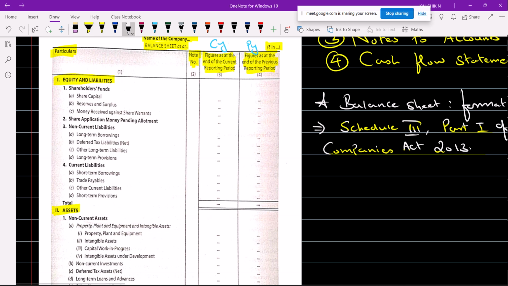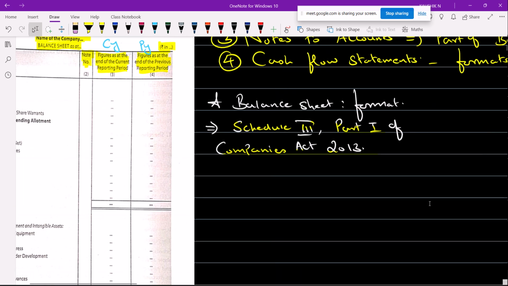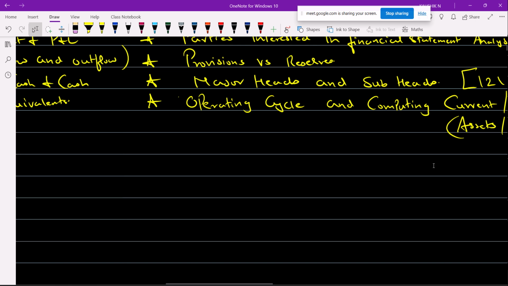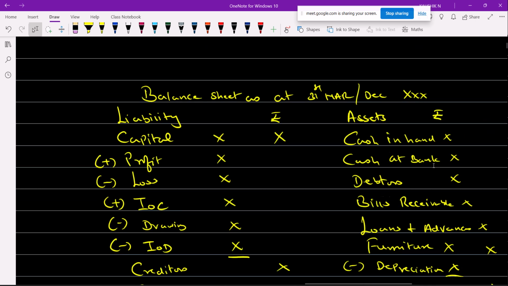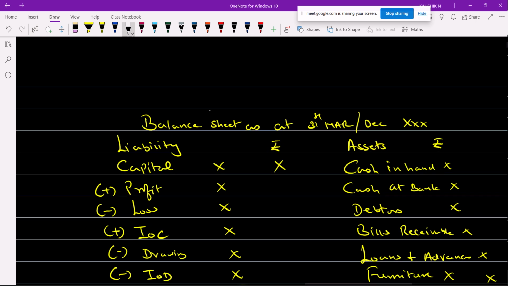In grade 11, the balance sheet which you have followed is considered to be a horizontal balance sheet. What balance sheet is that? Grade 11, this balance sheet we call as what? This is called a horizontal balance sheet.